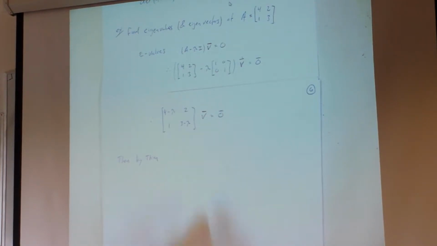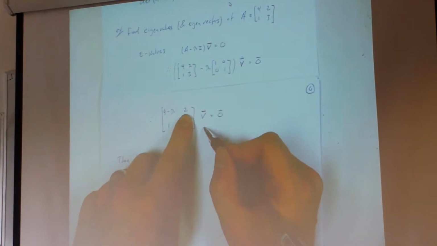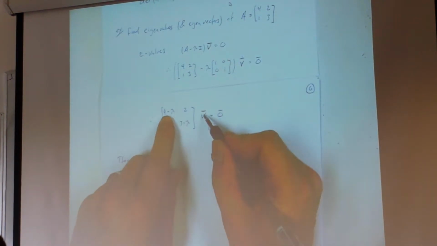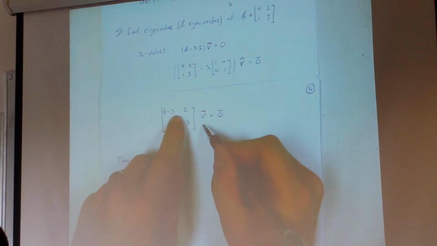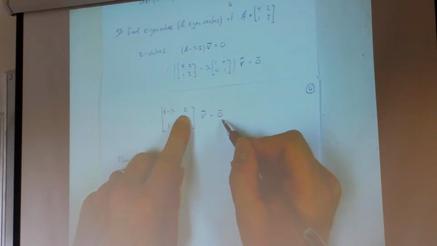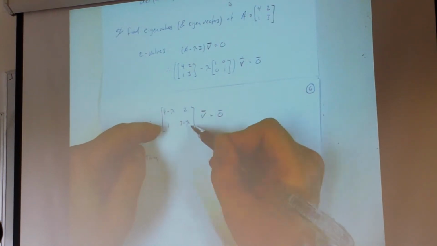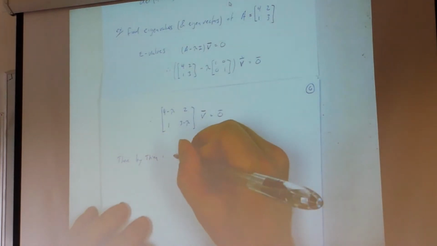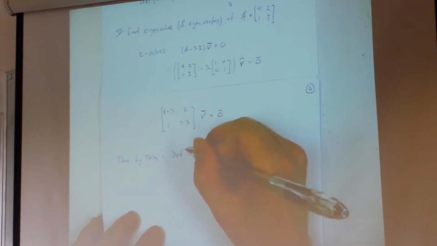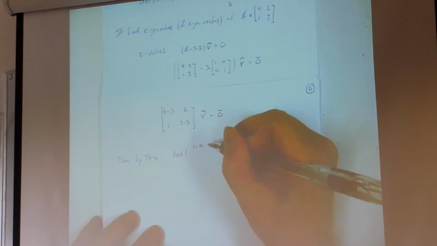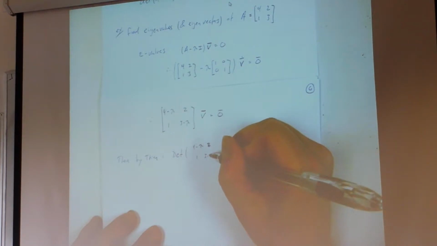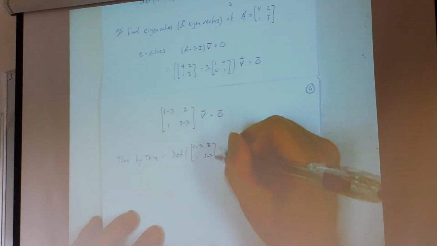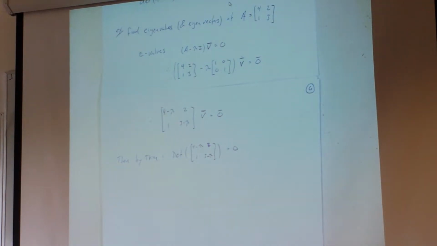Because multiplying a matrix by a vector, if the product is 0, then unless V is all zeros, in order for this matrix product to equal 0, the rows have to be linearly dependent, which means the determinant is 0. All right. So by the theorem, we know that the determinant of that matrix, 4 minus lambda, 2, 1, 3 minus lambda, is equal to 0. Okay?